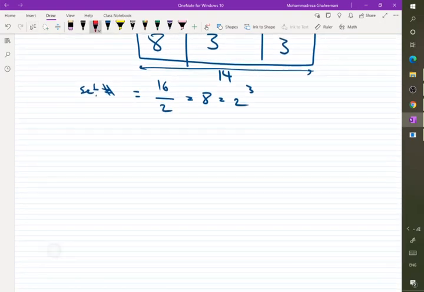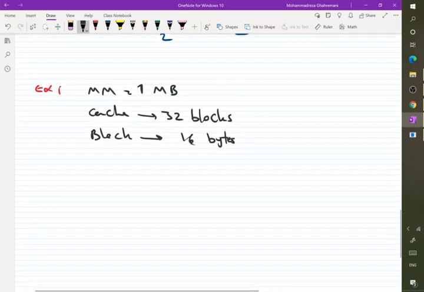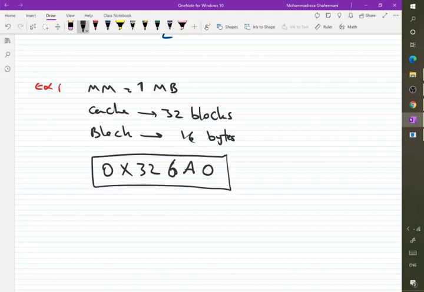Another example. Let's say we have a main memory of 1 megabyte, the cache has 32 blocks, and each block has 16 bytes. Now we want to find the location of the cache in which the address 326A0 will be mapped. So the question is at which location of the cache this address will be mapped.